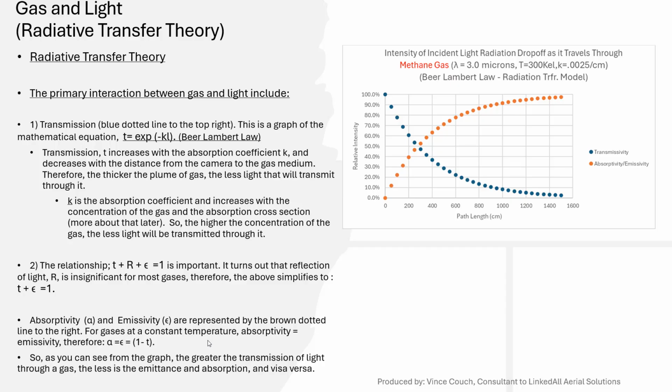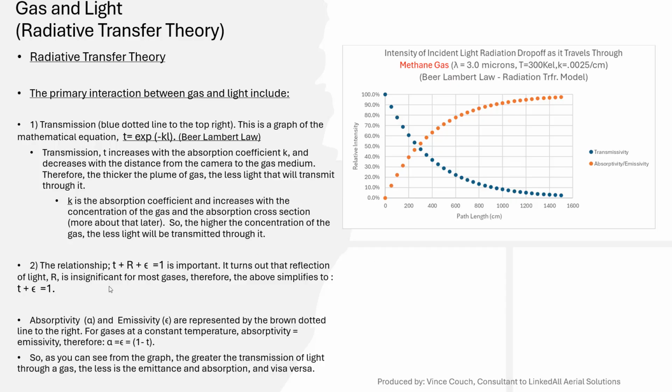For gases at a constant temperature, absorptivity is equal to emissivity, and this is Kirchhoff's law. So we can replace epsilon with alpha and solve for alpha, and we get absorption is the same thing in terms of value as emissivity, 1 minus the transmission. What that says is that when transmission is high, emissivity and absorption are going to be low. So the thinner the gas is, the more dilute the gas, the higher the transmissivity in this region, but the lower the emissivity. Whereas a thicker gas plume is going to have higher emissivity, but you're going to get less transmission through it.